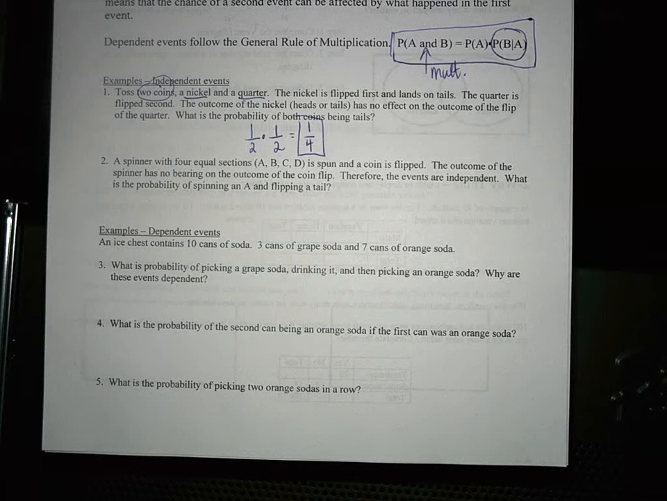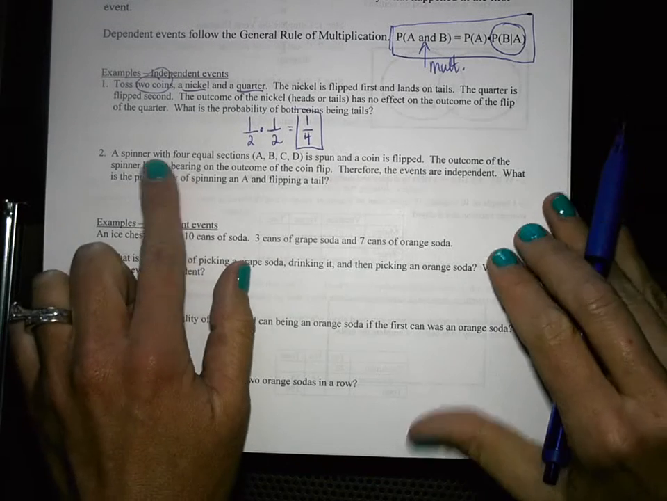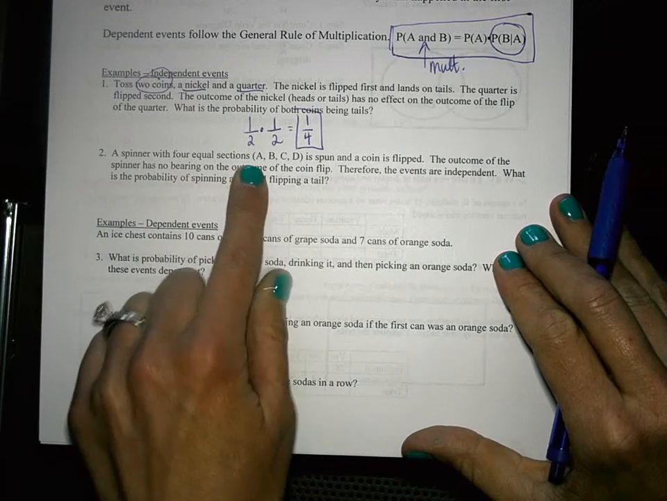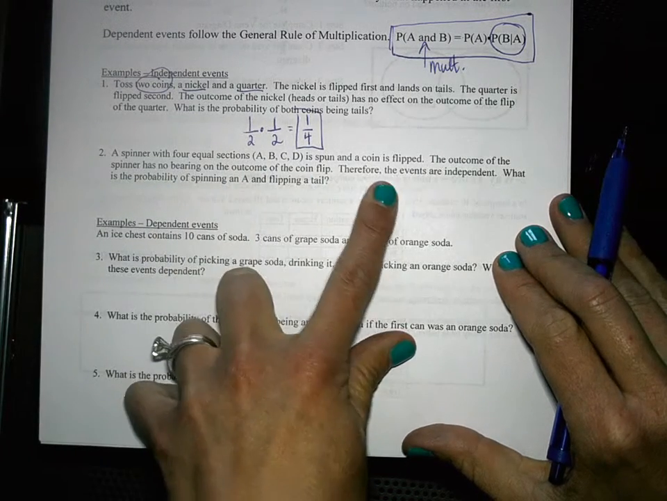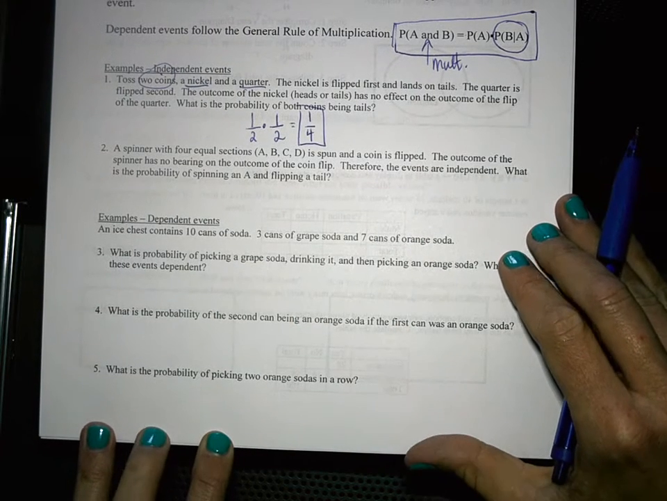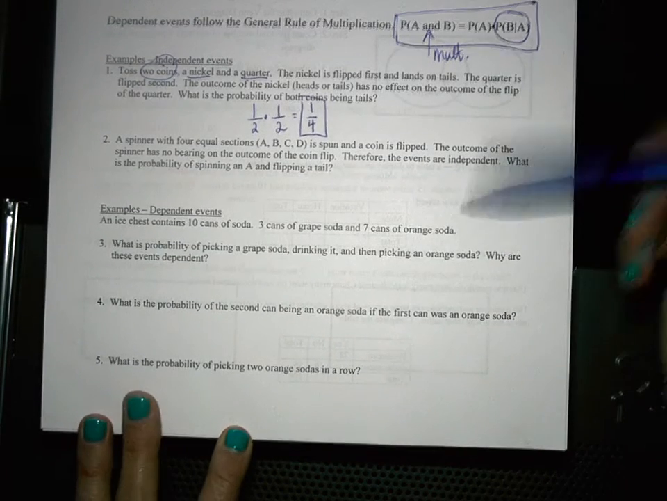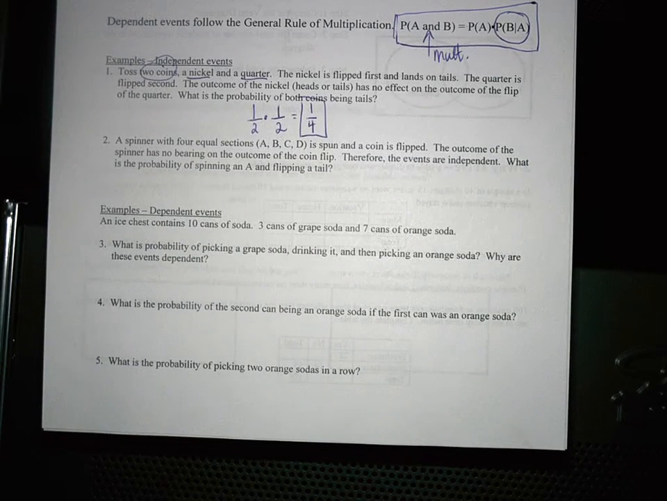Okay, number 2. A spinner with 4 equal sections, A, B, C, and D, is spun and a coin is flipped. The outcome of the spinner has no bearing on the outcome of the coin being flipped. Therefore, the events are independent. What is the probability of spinning an A and flipping a tail? So I'm going to give you a minute to try to figure that one out.